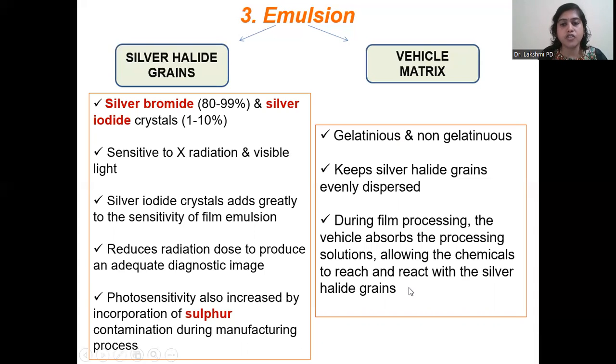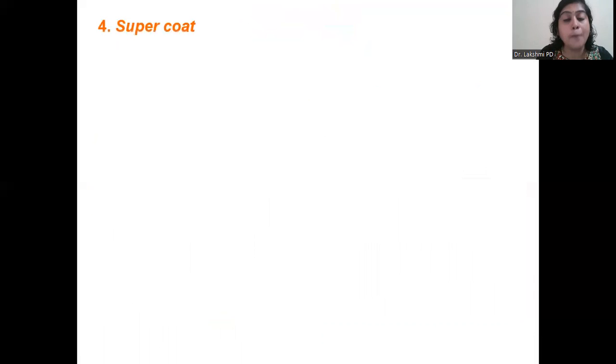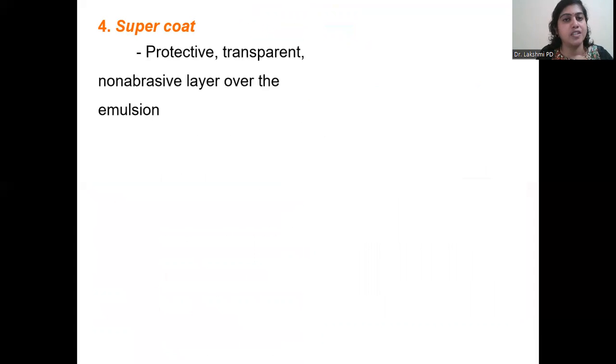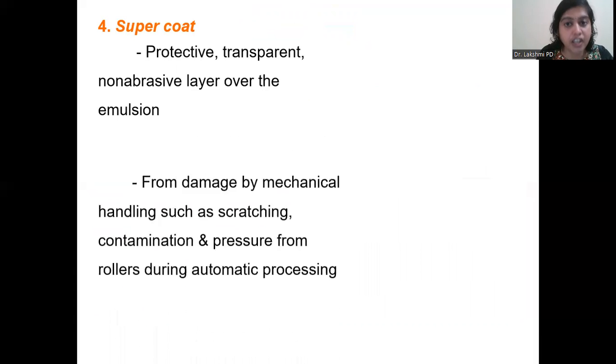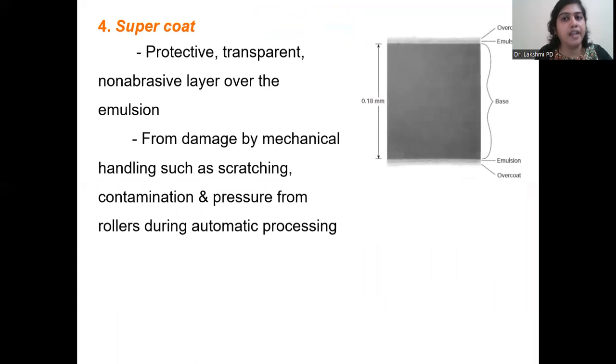It allows the chemicals of your developer and your fixer solution to react with your silver halide grains to create a radiographic image. Now moving on to your super coat, that is your outermost layer. It is nothing but a transparent abrasive layer so that the underlying layers of your emulsion and your base are not distorted in case of any sort of scratching or contamination or any pressure from your automatic processor rollers.